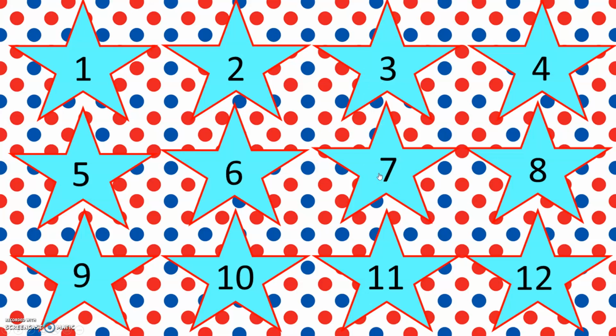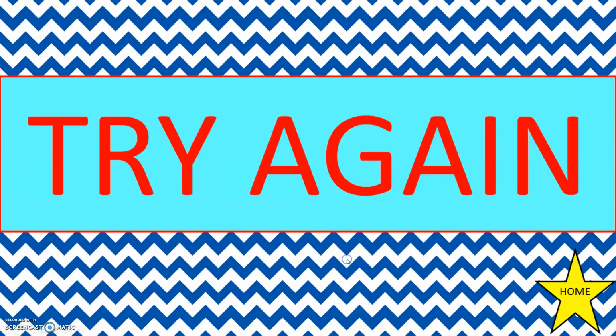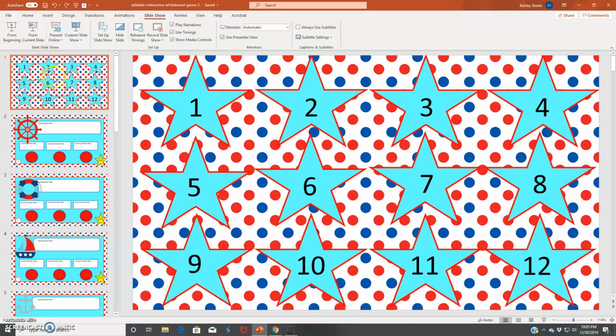So that really helps you keep up with which slides you've already tapped if you're not going in order. Because I just sometimes let my students come up and they get to pick which star they want to tap on. So let's go to number 7. Before you play the game, of course, you'll already have your questions typed and your answers typed in. So let's say they get an incorrect answer. That takes them to the try again page. And then you would just click back on the home page to get back to the game board. And when you're finished, you'll just press escape, and that'll take you back to this board.